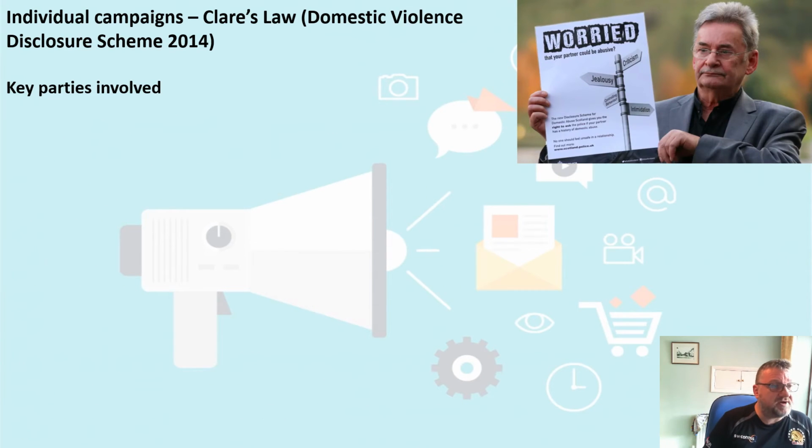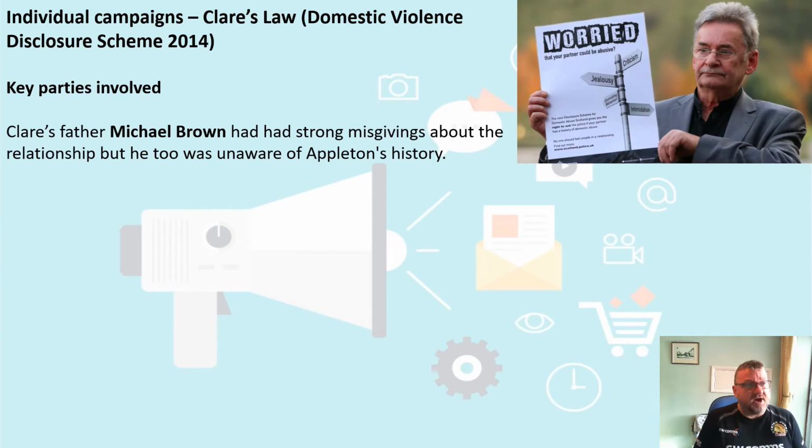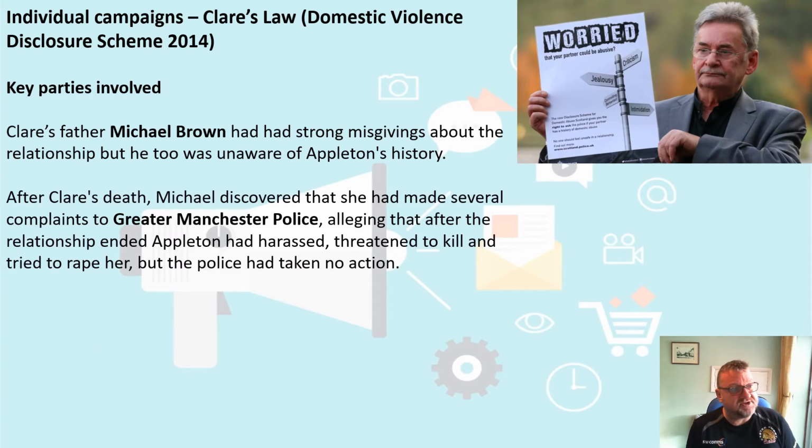So who were the key parties involved? Well, it was this individual, Claire's father, Michael Brown. He'd had strong misgivings about the relationship, but he also was unaware of Appleton's history.